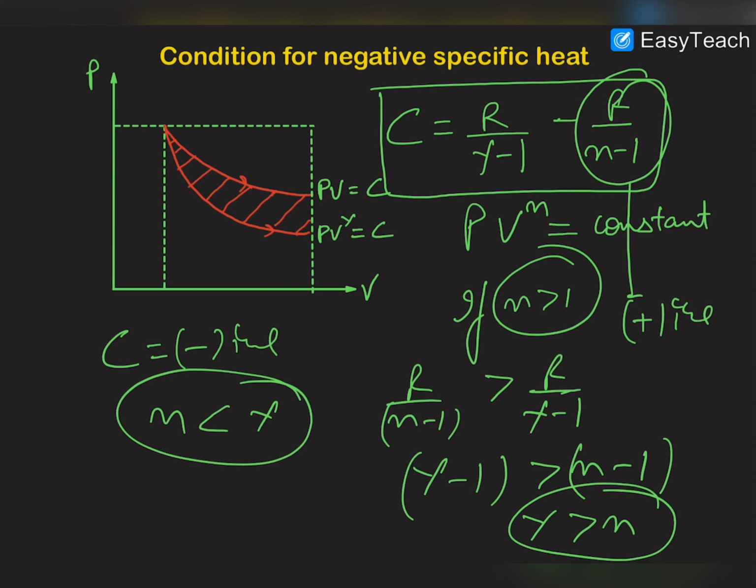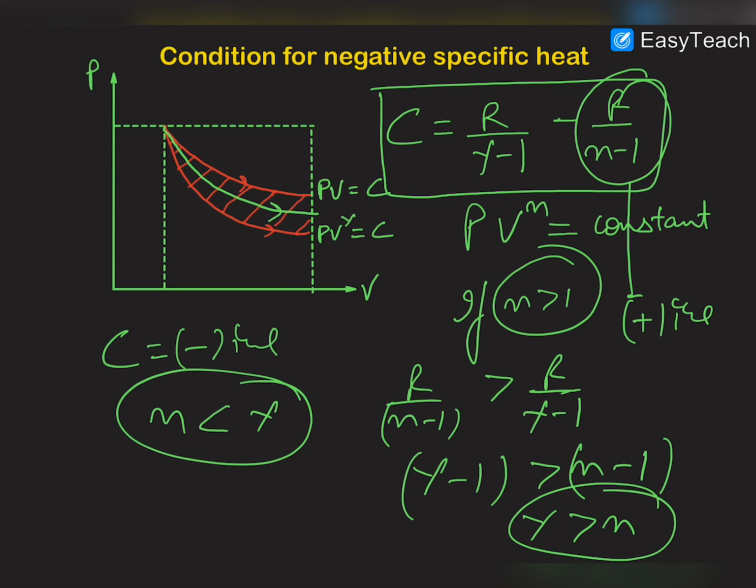And you can see that if this n is greater than 1, then the graph of PV to the power n equal to constant will be a hyperbolic graph. So if n is greater than 1, then the slope of this graph would be greater in magnitude as compared to the isothermal graph. So this graph would be below the isotherm.